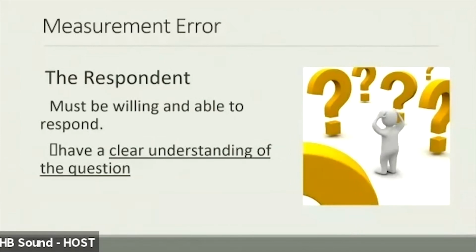So measurement error, the first source of measurement error is the respondent themselves, right? So they need to be able and willing to respond to your survey. So what does it mean to be willing to respond? You need to give them a good reason to take their time out of their day to respond to your survey, right? So when you're getting a hold of them, or when you're sending them that message, or writing them your cover letter, or however it is you're asking them to participate, you need to make sure that they know why you're collecting the data, how you're going to use that data, and what's in it for them.